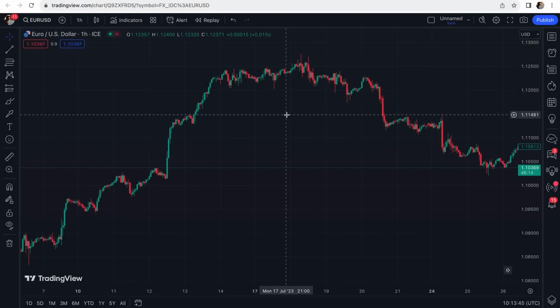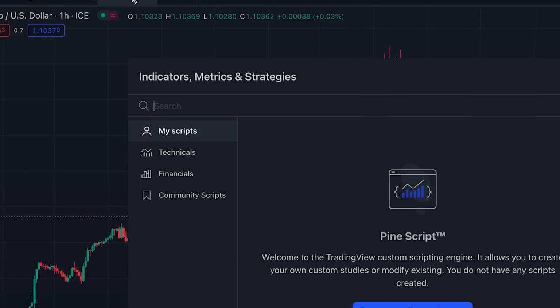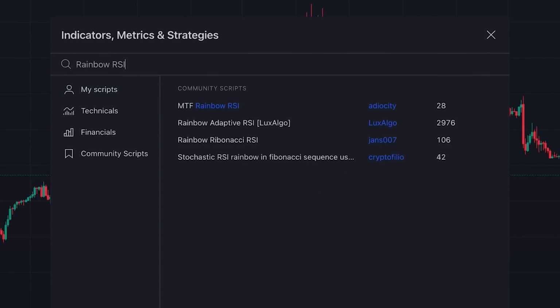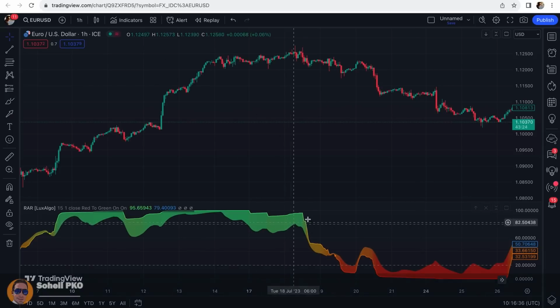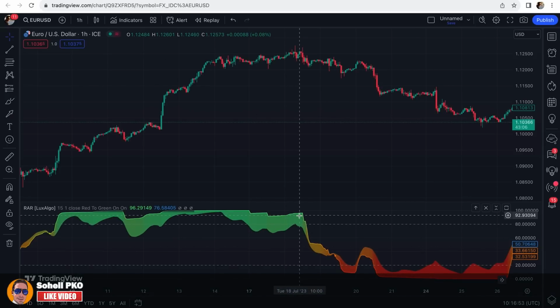Alright, to add this amazing indicator to our chart, here we click on indicators and we search Rainbow RSI. This one, Rainbow Adaptive RSI, which is a free indicator from Lux Algo. This is the indicator and it's an improved version of RSI where it uses an adaptive moving average as an input for RSI, and by doing so it minimizes the impact of retracements.